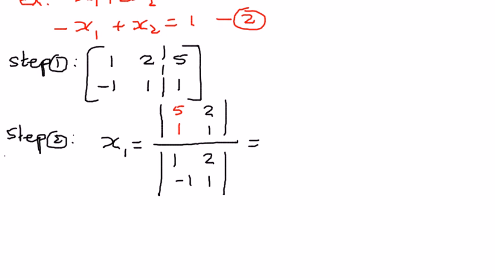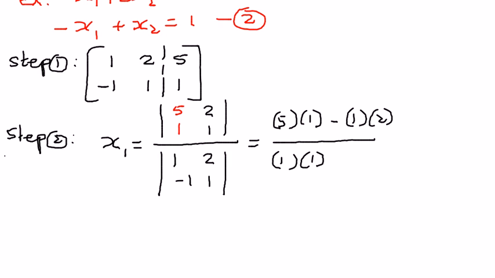We know how to find the determinants. We multiply the elements along the major diagonal, multiply the elements along the minor diagonal, and then subtract one from the other. So in the numerator, it is 5 times 1 minus 1 times 2. In the denominator, we have 1 times 1 minus negative 1 times 2.